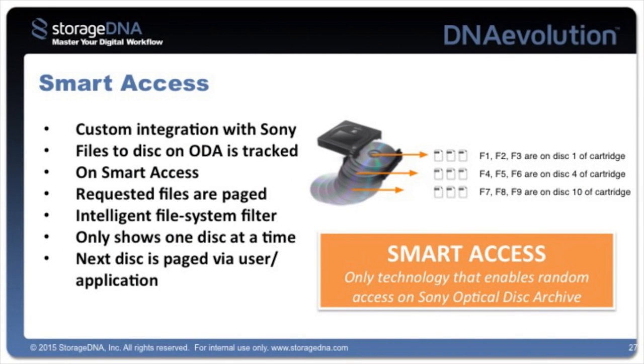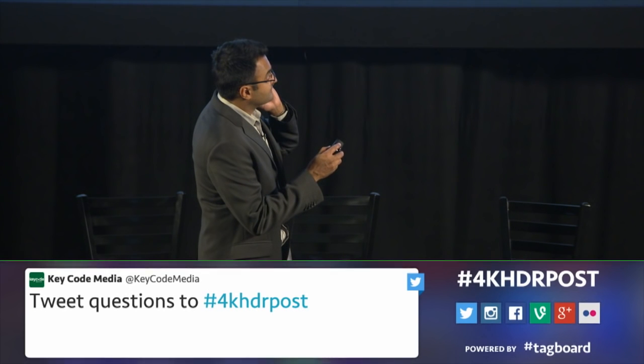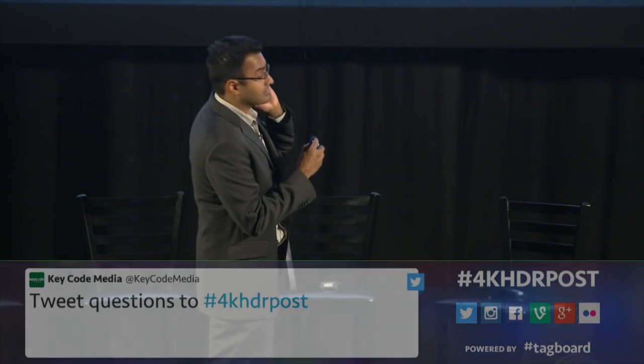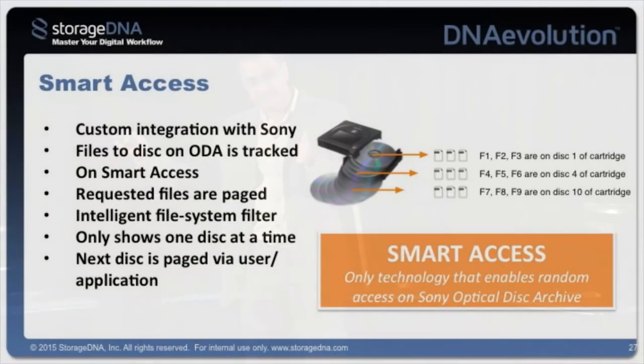So the first technology we dealt with was something called Smart Access. That's the key differentiator from all the integrations done with Sony Optical Disc Archive by the 40 other vendors: we enable you to directly access content from the ODA. So how do we do it? This is a quick summarization. Let's take an example where we have 10 files, and different files are striped across different disks in a cartridge. We track which files are written to which disk as we are storing the data on the optical disk cartridge, thanks to some customized API work we did with Sony.